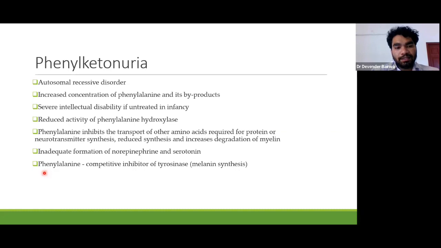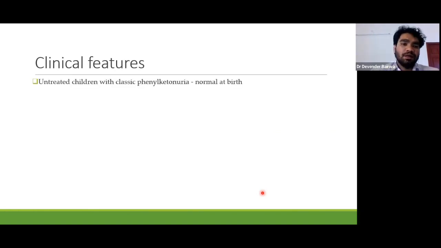Phenylalanine is actually a competitive inhibitor of tyrosinase. When the level of phenylalanine is increased, it will lead to disruption of melanin synthesis. So these patients will also have reduced pigmentation of hair and skin. Coming to the clinical features, generally they are normal at birth. That may help to differentiate them from some genetic diseases associated with mental abnormalities.